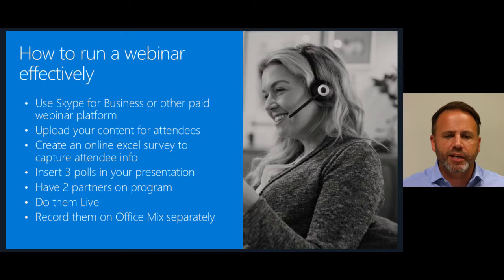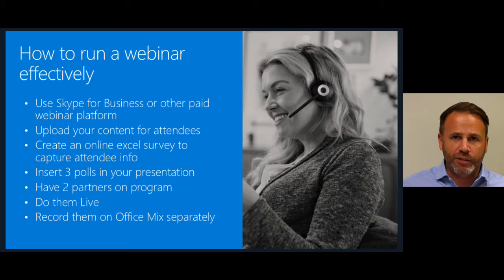So if you take that all together, how to run a webinar effectively really is about your educational content, using the right platform, having a survey link to capture information, having 3 polls in your presentation, having 2 partners on the program, and making sure they're live. People like to see you live, make mistakes on there. People like to see humanity, right? And then, record them on an Office Mix. Now, that in itself is going to supercharge your business.